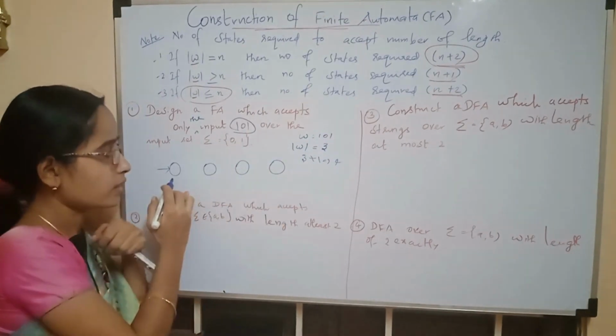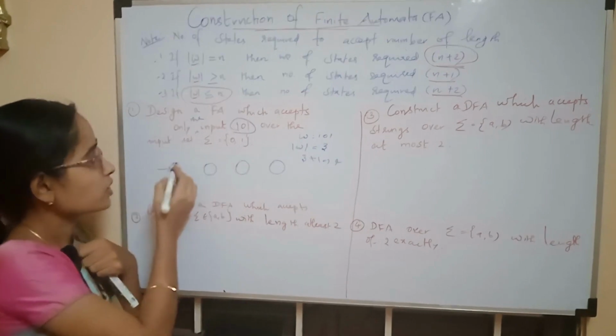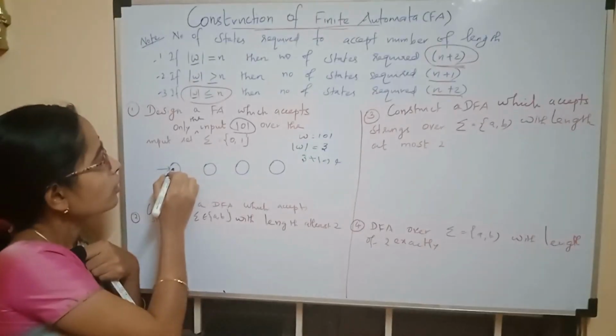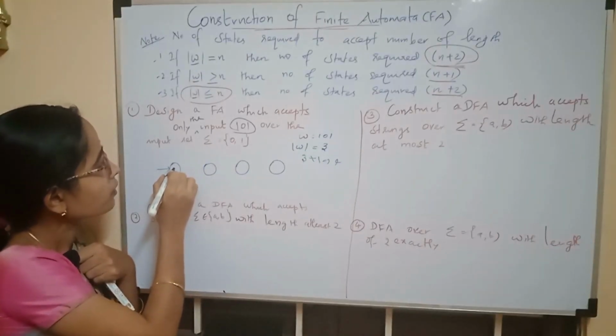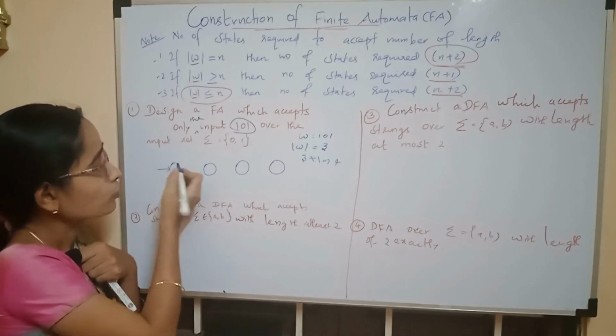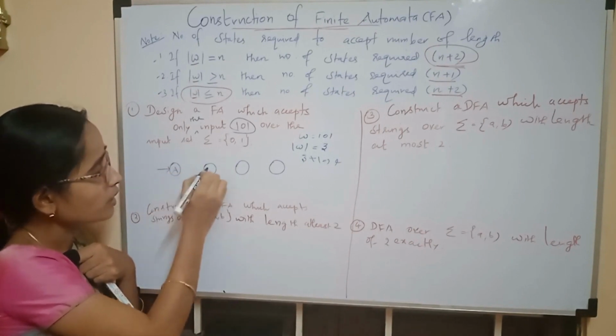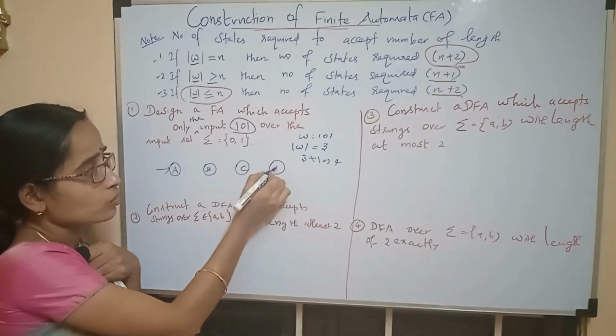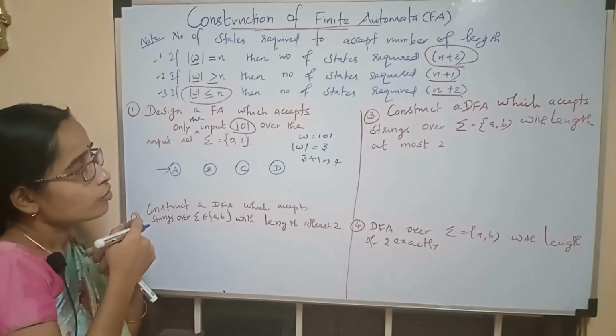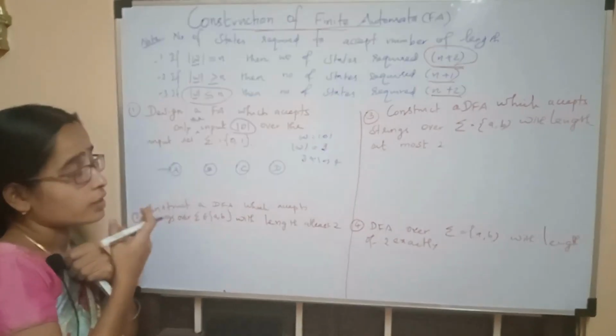So when you are in the first state, you just name that also. I can name this as, you can name anything. I'm just naming A, B, C, D. You can name these S0, S1, S2 like that.